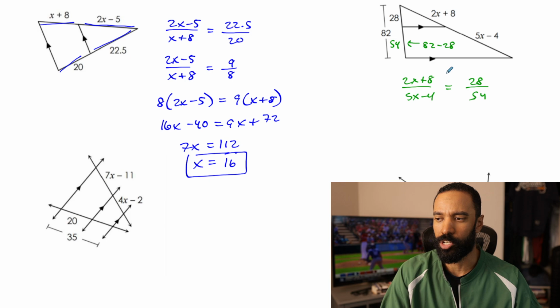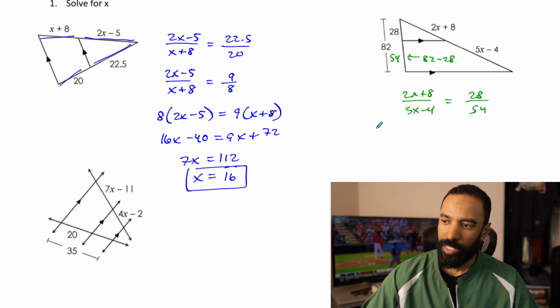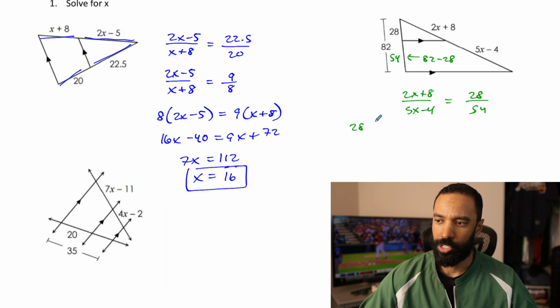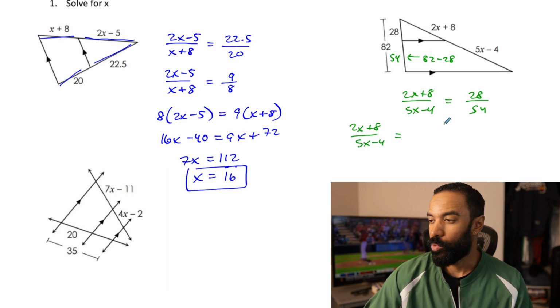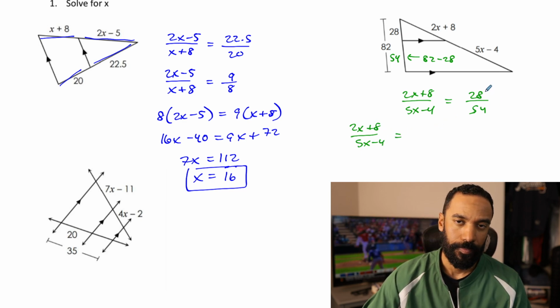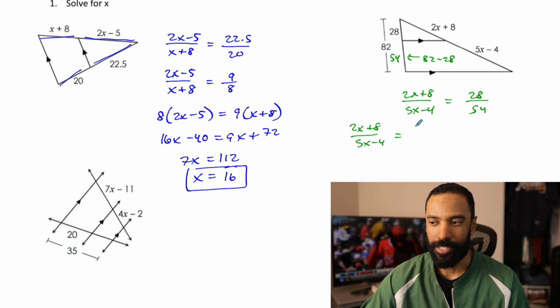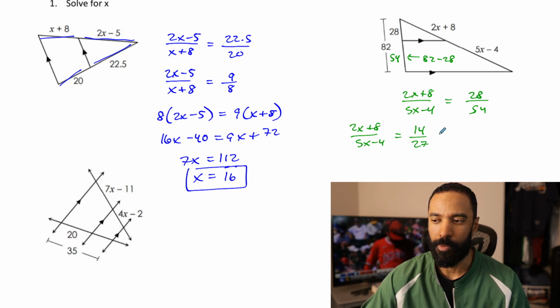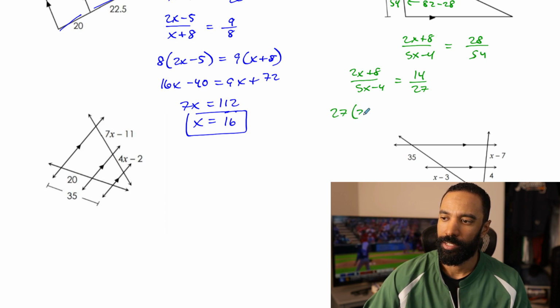Now it's the parts that correspond in a way that work out for us. Definitely reduce that to x plus 8 over 5x minus 4. Equals, divide them by what? At least 2. 14 over 27, I think that's it. 14 over 27. Not much smaller. We have some work cut out for us. Cross multiply.